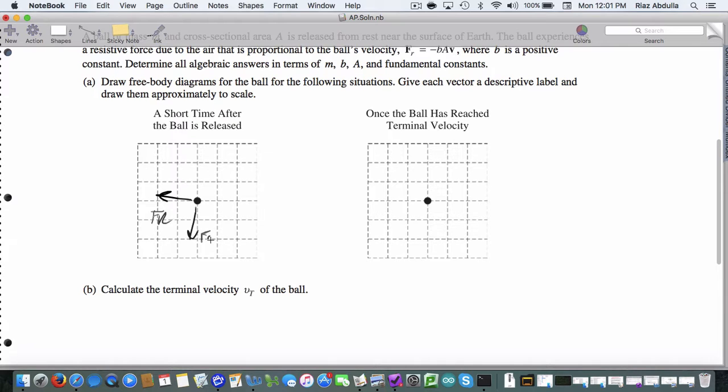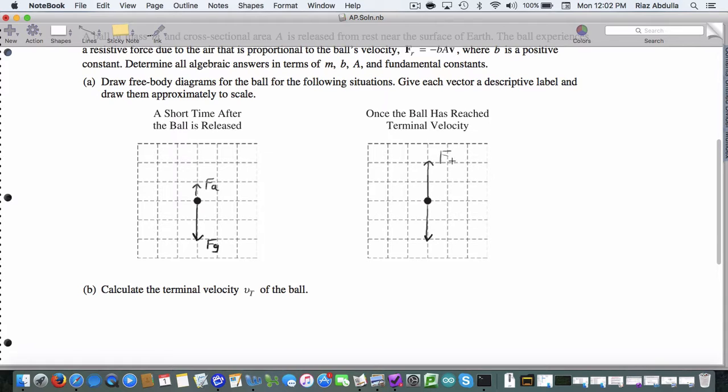Gravity points down. The gravity force points straight down, and we're going to give it a length of 3 or 2. And then a short time after the ball is released, the air resistance force is just a little bit shorter than gravity. Now, once we've reached terminal velocity, the forces balance.